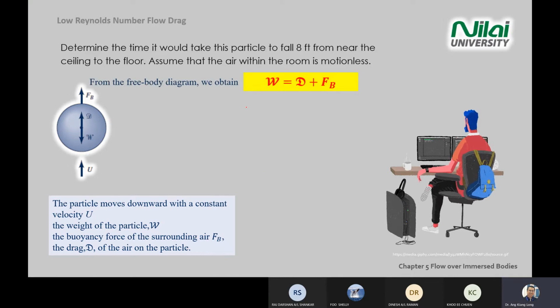So the first equation we derive from the free body diagram is weight equal to drag plus FB. Weight equal to drag plus FB. Do you understand how you get this yellow colored equation?